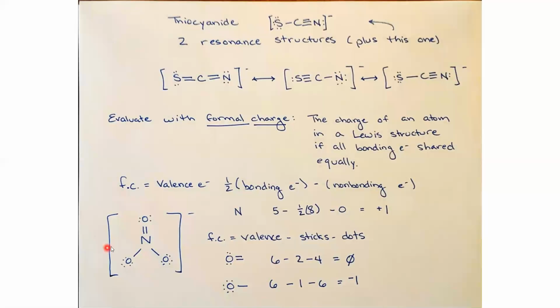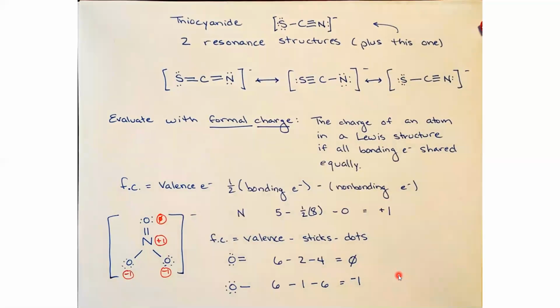And if I do that for oxygen here, this oxygen, this one on top, there are 6 valence electrons for oxygen. This one here on top with the double bond has 2 bonds and 4 lone electrons. 6 minus 2 minus 4 is 0. So this oxygen here has a formal charge of 0. These two oxygens, they're identical, so I only need to do it once. Still has 6 valence electrons. There's only 1 bond right there, and there are 6 lone electrons around it right there. So 6 minus 1 minus 6 comes out to be -1.